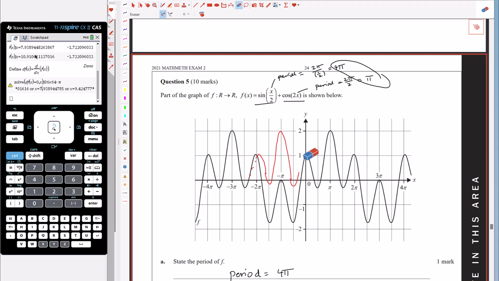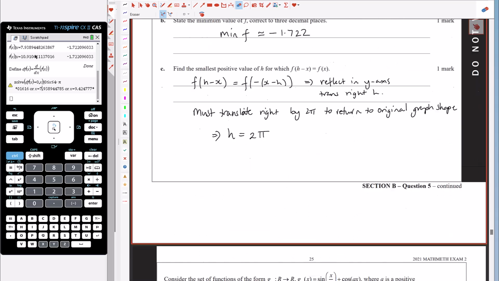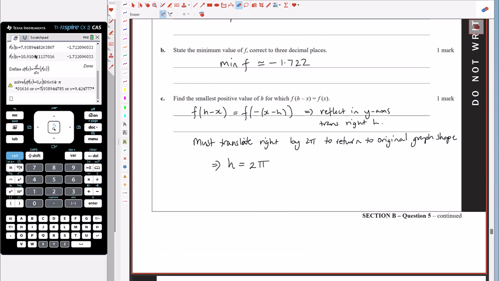So again, that's just a graphical understanding of transformations. If you solved that, I don't think you'd be able to solve that to get a solution because there would be infinitely many solutions if you just tried to solve f of h minus x equals f of x. So you really do need to be able to think through the transformations there.